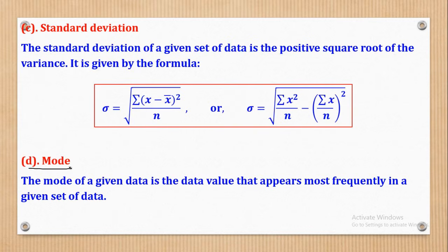Then now we shall go to formula 4 or parameter number 4, which is mode. The mode of a given set of data is the data value that appears most frequently in the given set of data, or the value with the highest frequency.